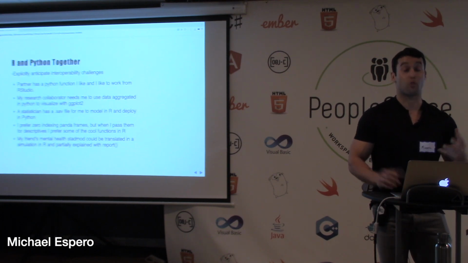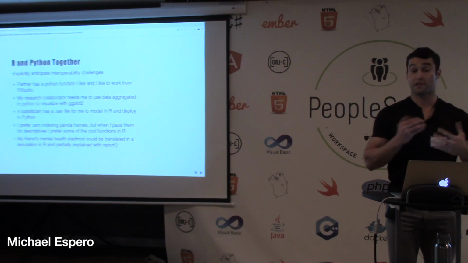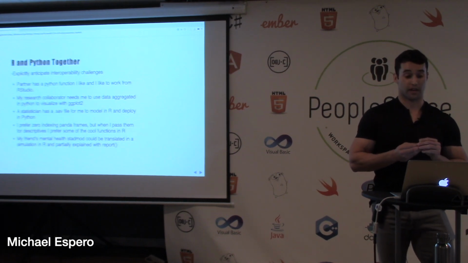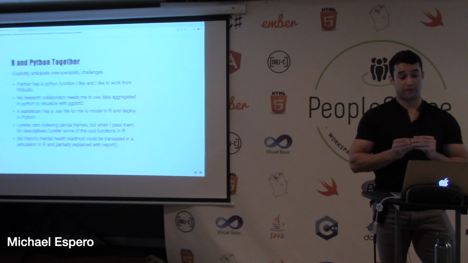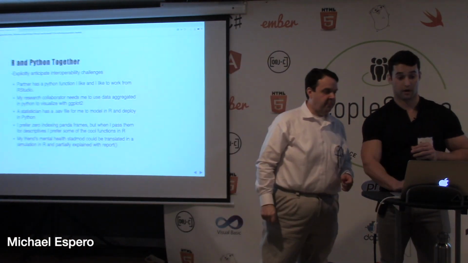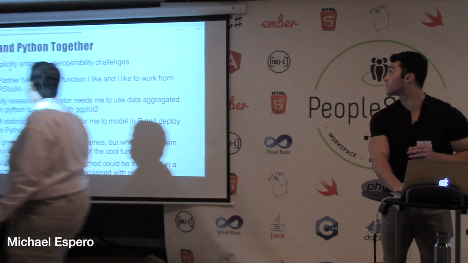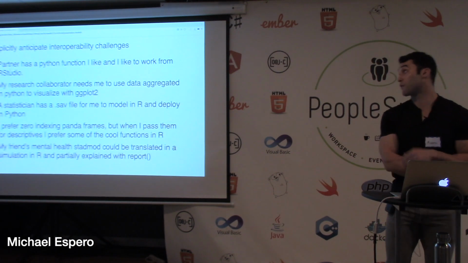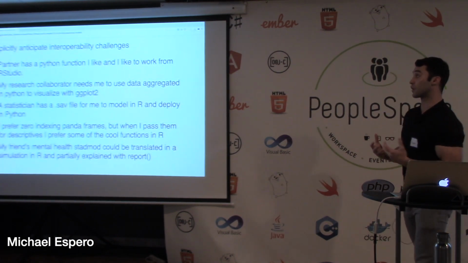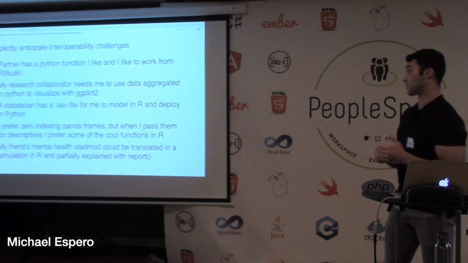With regards to why we would use R and Python together, you might have a partner that has a function they made in Python, and you want to use it in RStudio. Reticulate helps with that. You might have a research collaborator that has data aggregated for you in Python, and you want to visualize it in ggplot. We can do that with Reticulate.